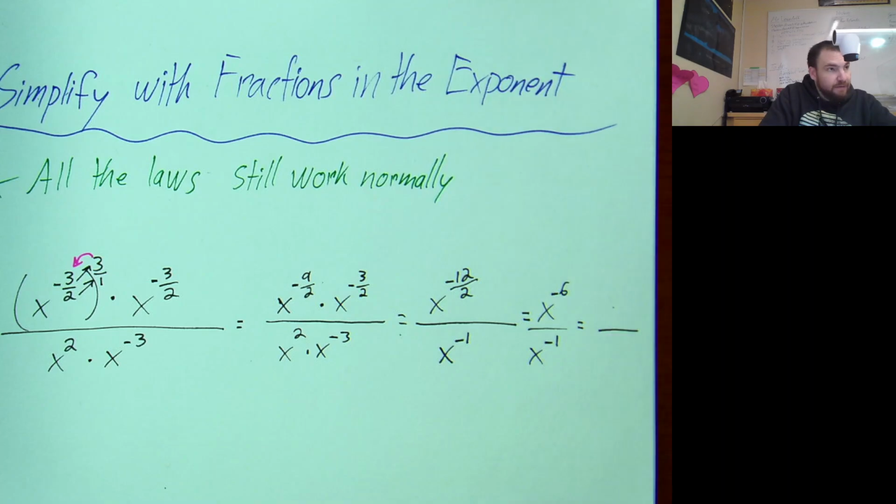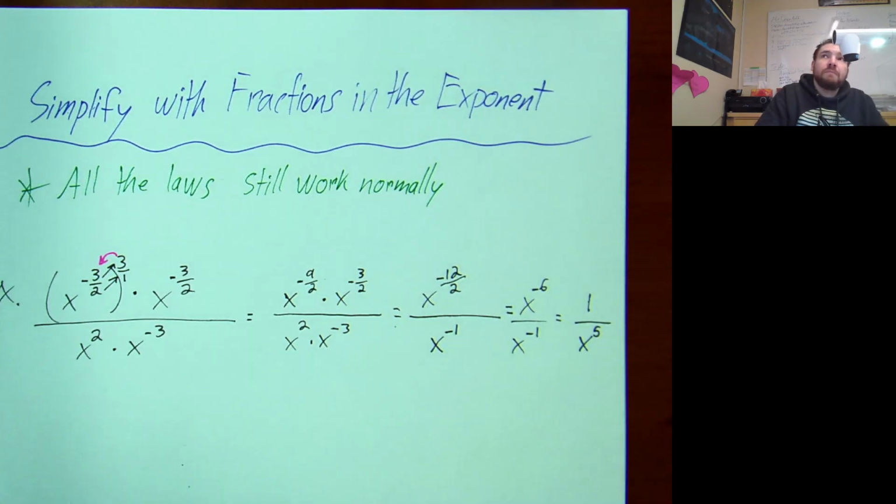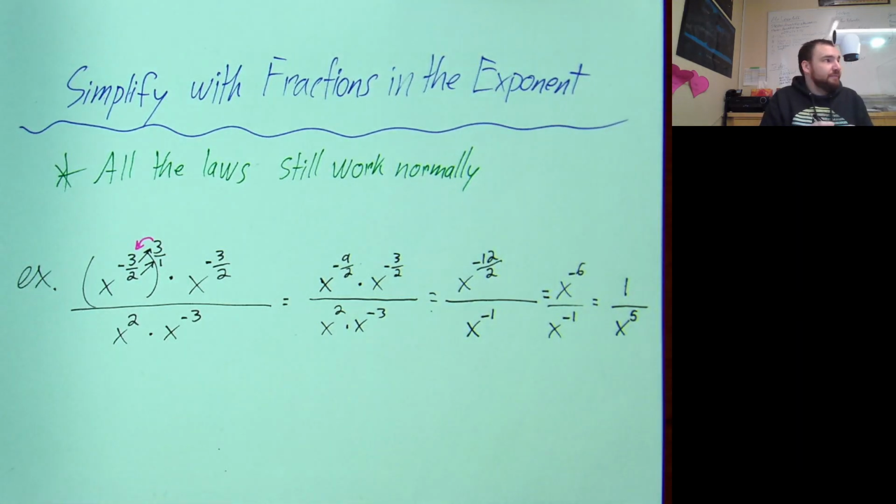So what's my answer going to be? 1 over x to the 5. Cool. Comments, questions, concerns, any piece of that? Makes sense, yes? Let's do one more example.